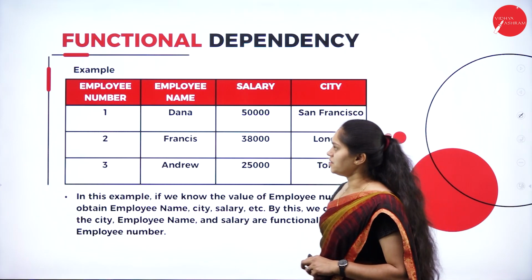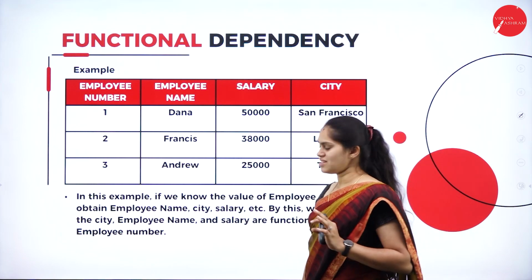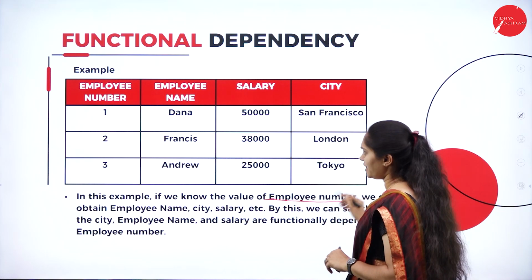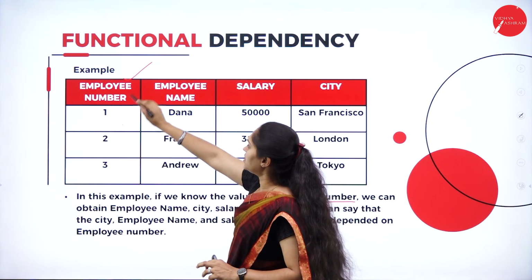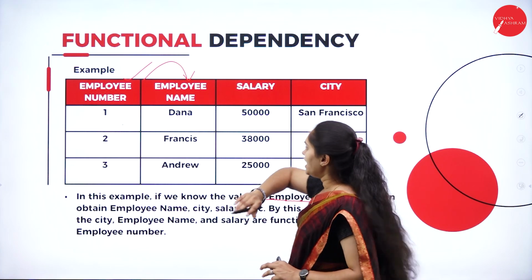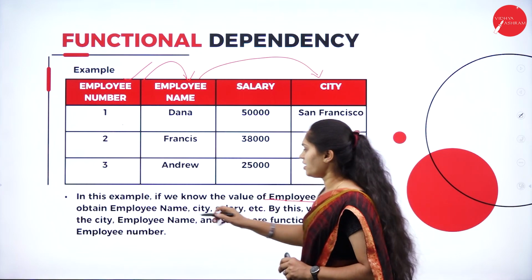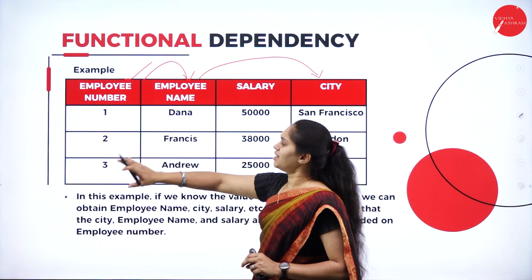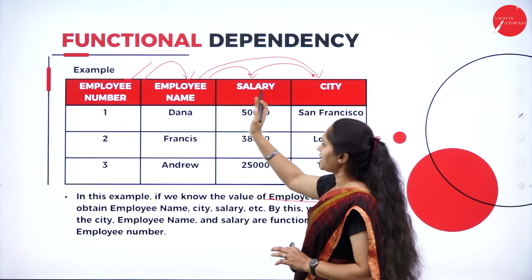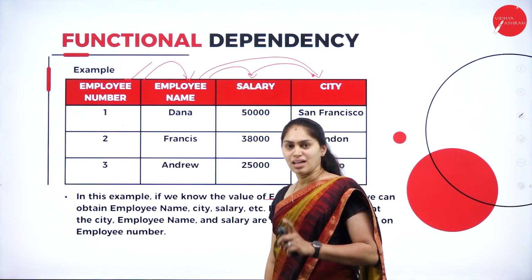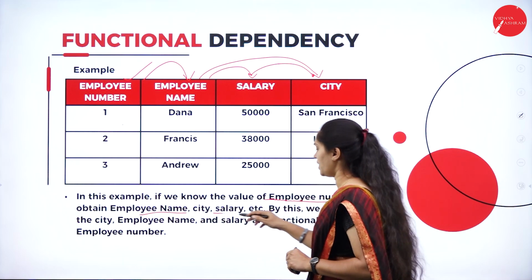So see the example here. We have an employee table with employee number, employee name, salary, and city. If you consider this example, we have the employee number column. With the help of this employee number, I can obtain the employee name. If I get the employee name, then I can find out which city they are coming from. So if I know the employee number, then I can get the employee name as well as their salary as well as the city. So all these columns depend on this employee number. That is functional dependencies.